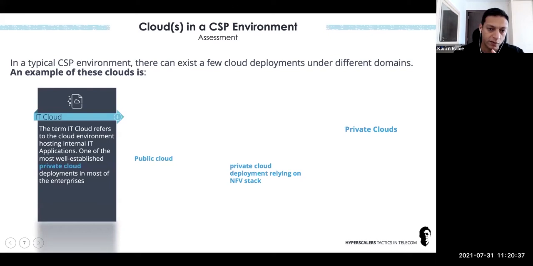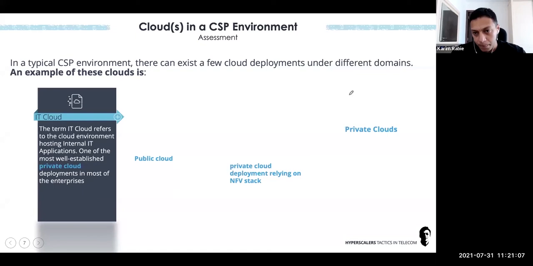So let's start with the first, I'd say, well-known type of cloud in the CSP environment, which is actually the IT cloud. That's the term always used in CSP environments. It's one of the oldest clouds that can exist in a CSP environment. This is the cloud that hosts the internal IT applications. Whenever you have an IT system, you commonly get this system onboarded and deployed in an IT cloud.